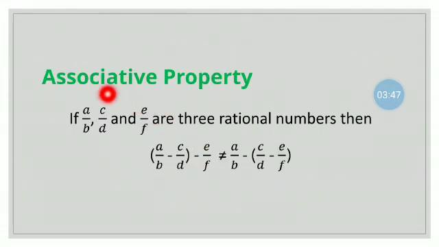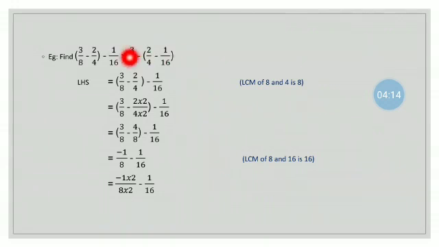The third property, associative property. If a upon b, c upon d and e upon f are three rational numbers, then in brackets a upon b minus c upon d, bracket close, minus e upon f, is not equal to a upon b minus, bracket, c upon d minus e upon f, bracket close. So let's check with an example. Find in brackets 3 upon 8 minus 2 upon 4, minus 1 upon 16, versus 3 upon 8 minus, bracket, 2 upon 4 minus 1 upon 16.